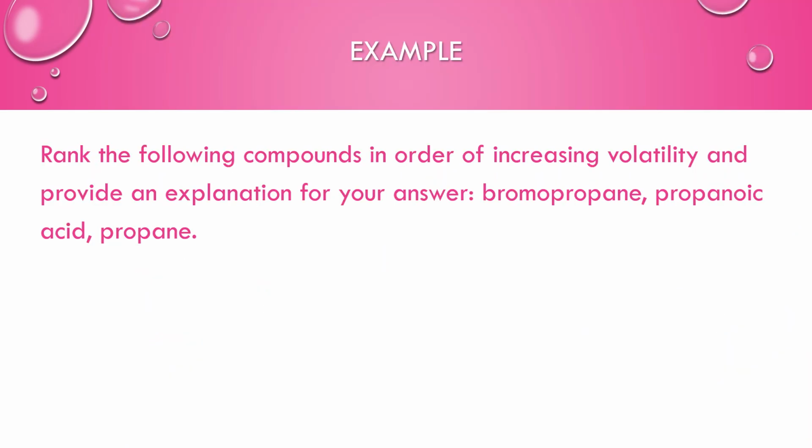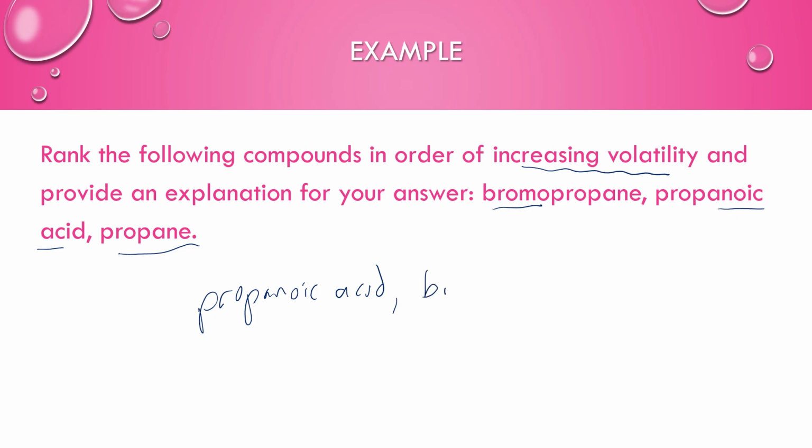So now we need to rank the compounds in order of increasing volatility and provide an explanation for your answer. So I have bromopropane, which is a halogenoalkane, propanoic acid, which is a carboxylic acid, and propane, which is an alkane. So for increasing volatility, we want to start with the least volatile, so it has the strongest intermolecular forces first. So we will start with propanoic acid, because it has hydrogen bonds, it's going to have the strongest intermolecular forces and evaporate the least.